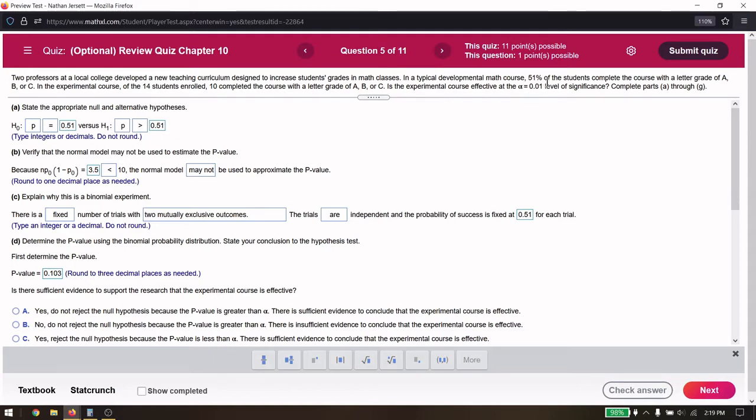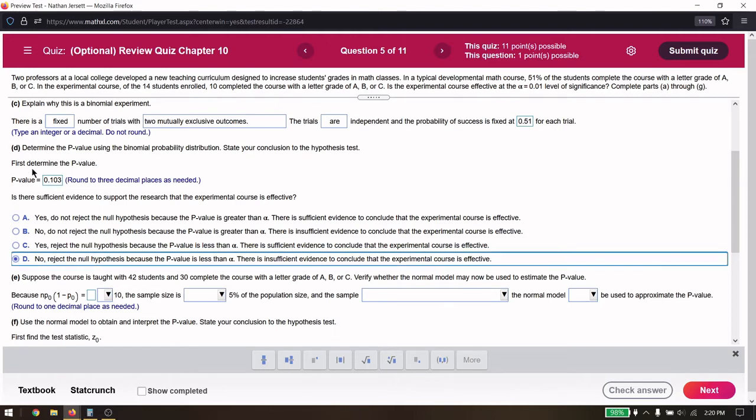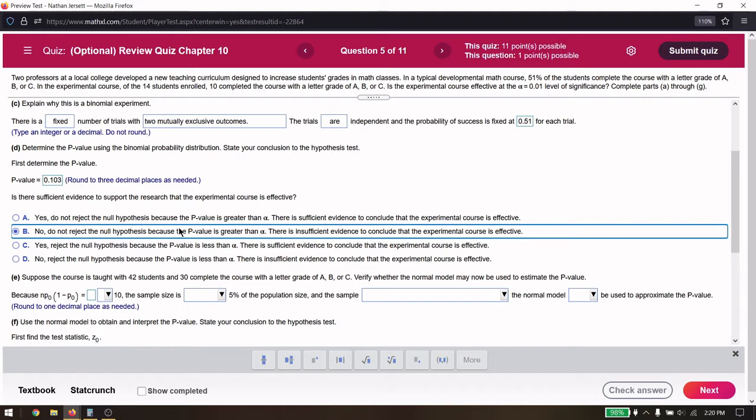Okay, and the level of significance is 0.01. And so this is greater than the level of significance, therefore we do not reject, because there is not sufficient evidence. If this was greater than the alpha level of significance, 0.01, then there would be sufficient evidence to reject it. So no, do not reject the null hypothesis because the p-value is greater than alpha.